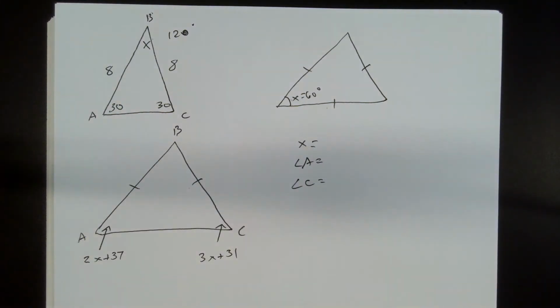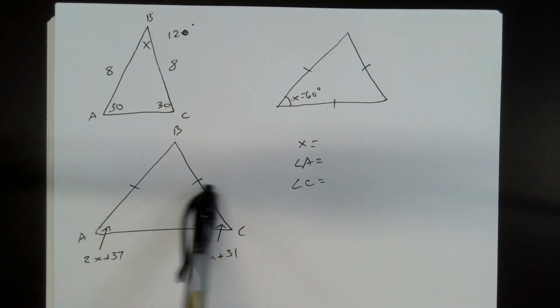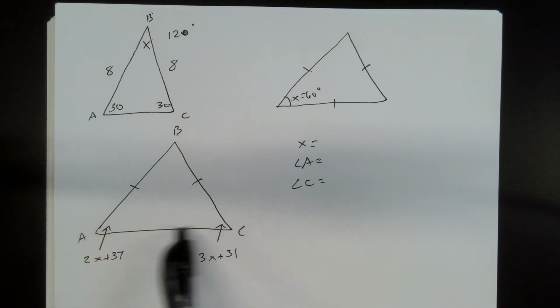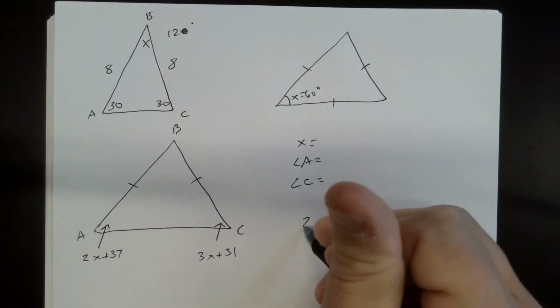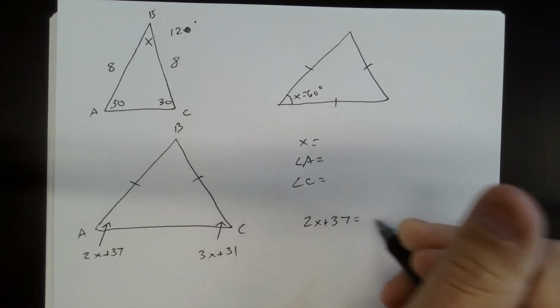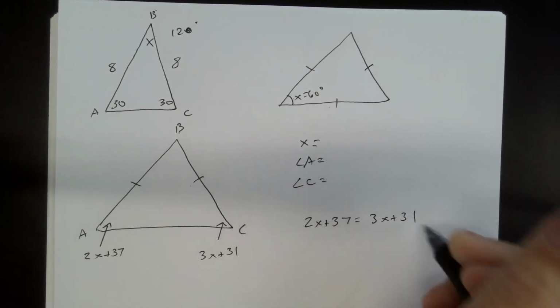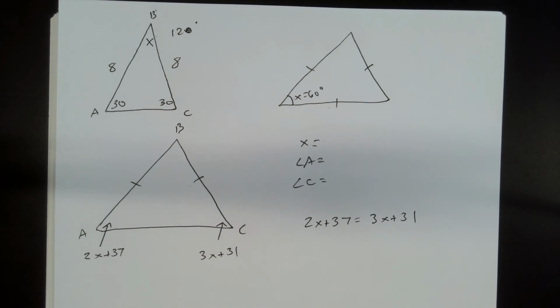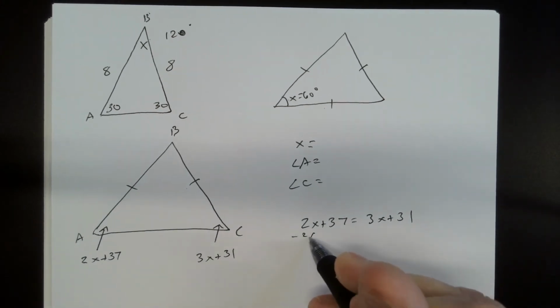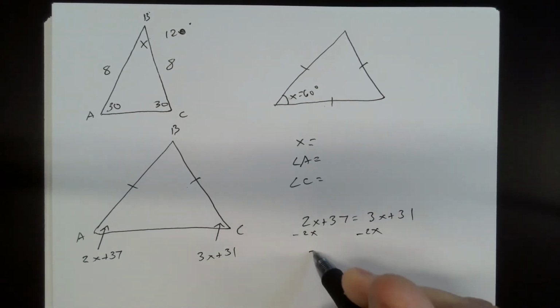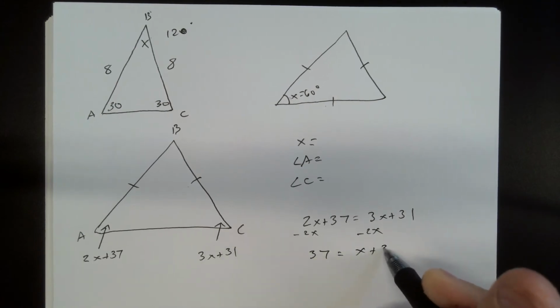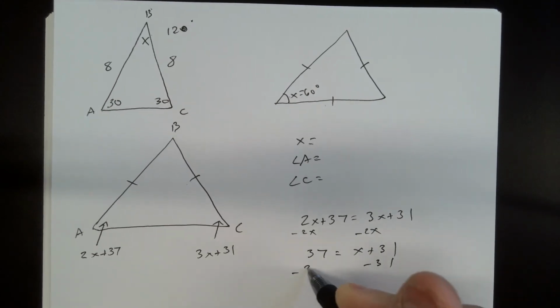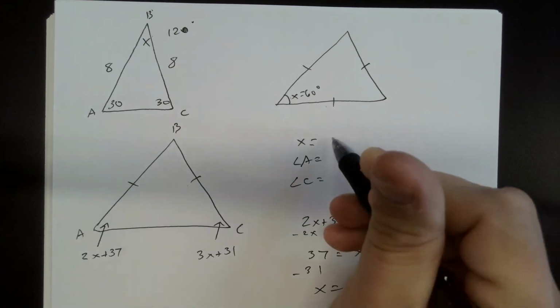Perfect, say it louder. Okay, why? Good. So Maddie just very drilled it. Because this is an isosceles triangle, we can then set these two angles equal to each other, right? So what we can do is we can go 2x plus 37 equals 3x plus 31. Now, solving this, we're going to subtract 2x from both sides. We're going to have 37 equals x plus 31. Subtract 31, so x equals 6.